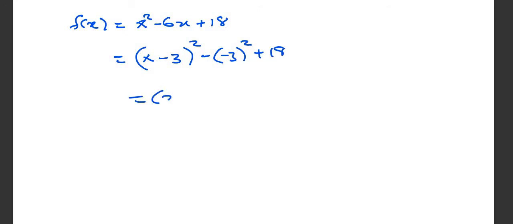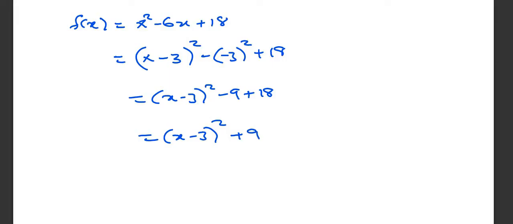So this is just going to be x minus 3 squared minus 9, then plus 18. This will simply give us x minus 3 squared plus 9. This is what you get. So the turning point, according to this, is 3, 9, because if you solve what's inside here, you get a 3, then get what's outside there, that's that.